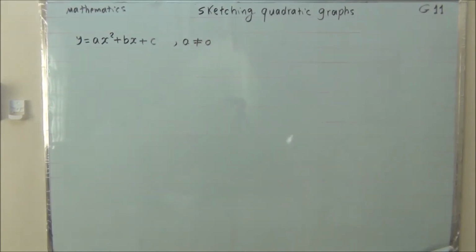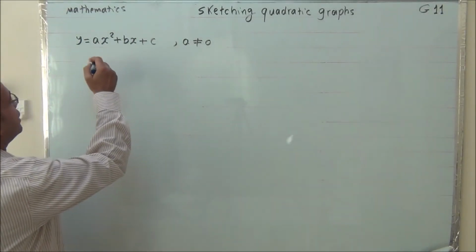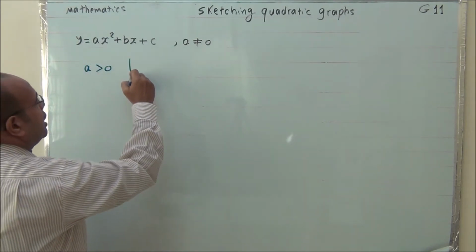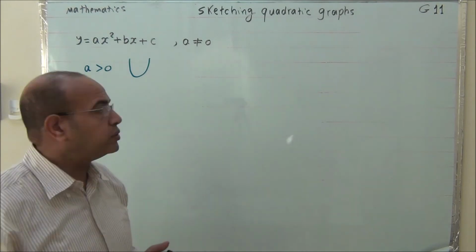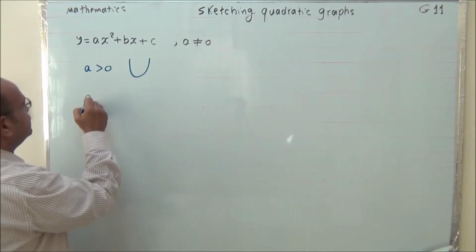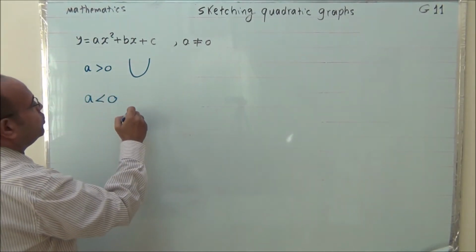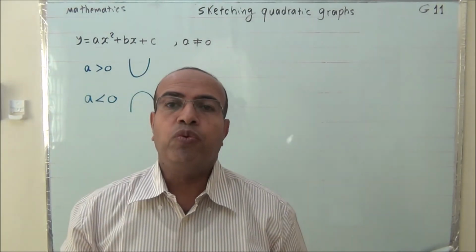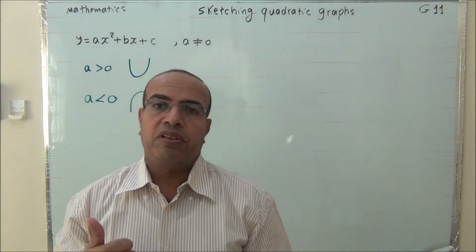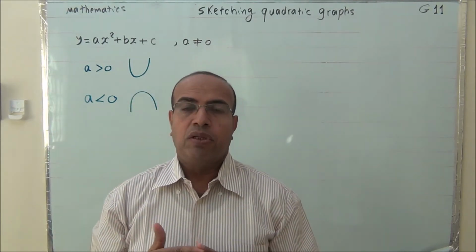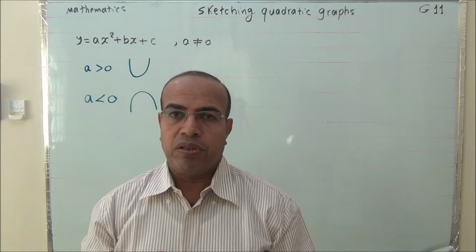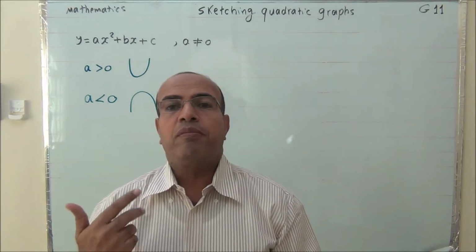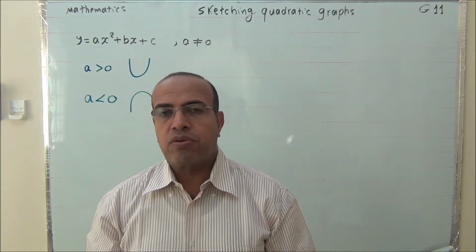So first we check a. If a is positive, it will open upward, a U shape opening upward. If a is negative, it will open downwards. In sketching a graph, we need the points of intersection with the axes, so we replace x by 0 to get the y coordinate. We replace y by 0 to get the x coordinate.